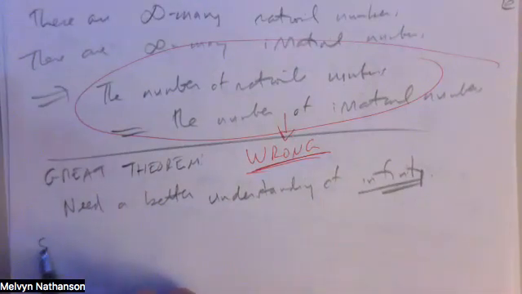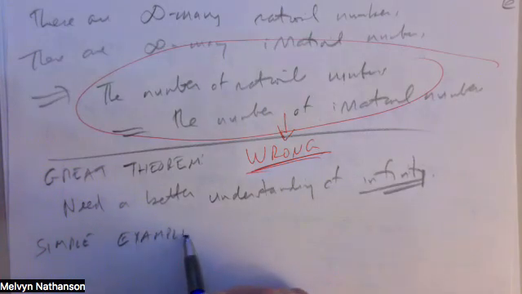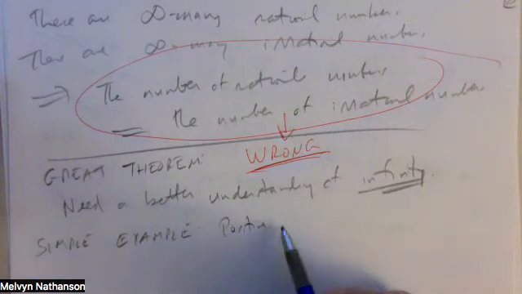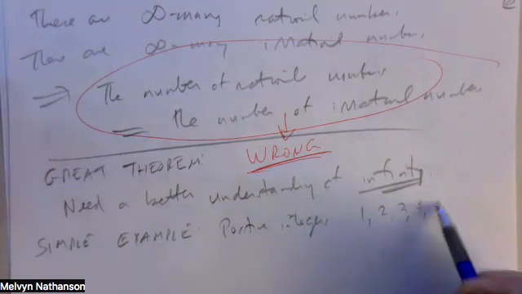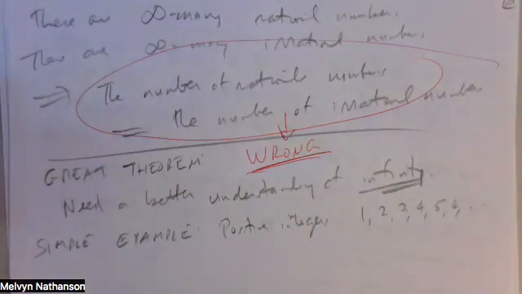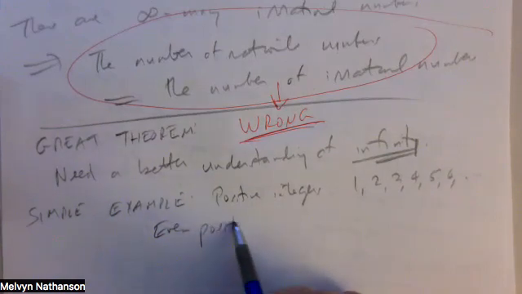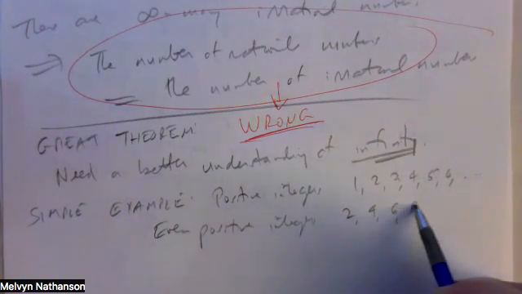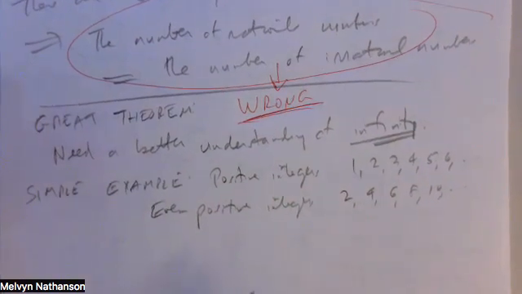Let's look at a simple example. We have the positive integers: 1, 2, 3, 4, 5, 6, and so forth. And we have the even positive integers: 2, 4, 6, 8, 10, and so forth. All right. Now, do you have more positive integers or more even positive integers?